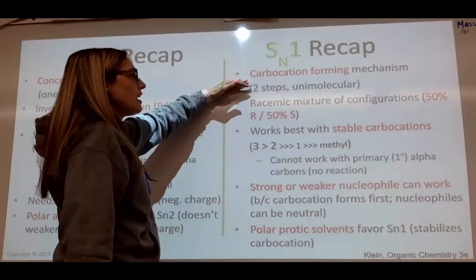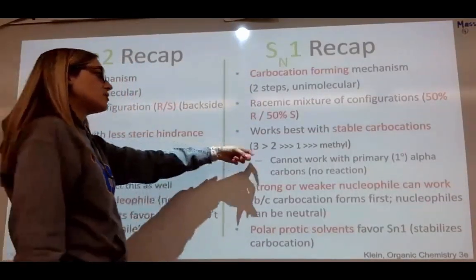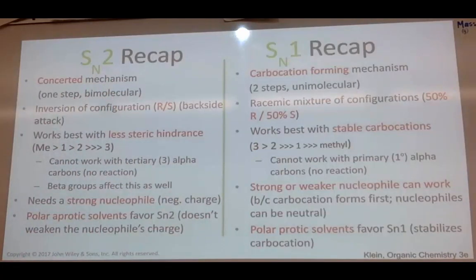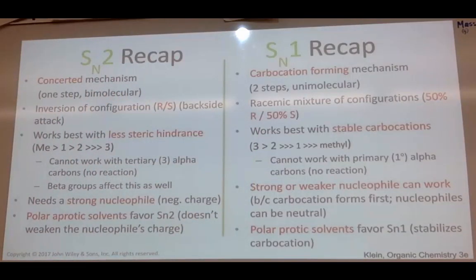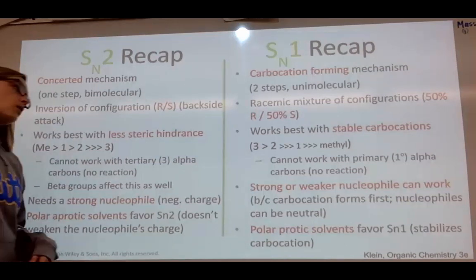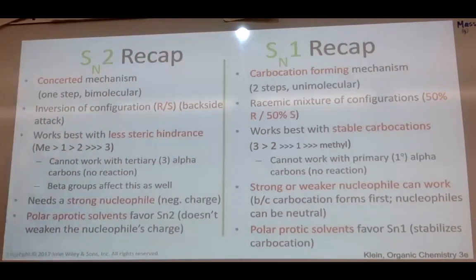So we form a carbocation. So since we form a carbocation, we have to make sure we pay attention to that alpha carbon. It works best with stable carbocations. So tertiary and secondary are going to be the best. It will not work with primary or methyl carbocations. We won't have a reaction. Because a carbocation forms, we're going to produce a racemic mixture of stereochemistry. So 50% wedge, 50% dash. Any strength of nucleophile can work just because the carbocation forms first. And then SN1 is favored via protic solvents.